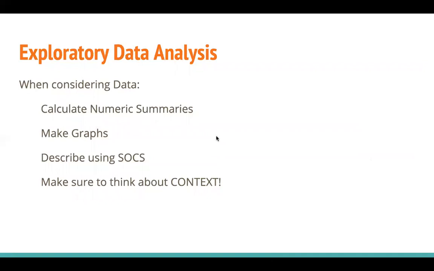So to sum up, for exploratory data analysis, you always want to make sure you calculate your numeric summary, make graphs, and describe using SOCS for quantitative data. For categorical data, you're only looking at which one is bigger and which is smaller. And then make sure you think about the problem in context. All right, everybody, I hope this was helpful, and good luck studying.